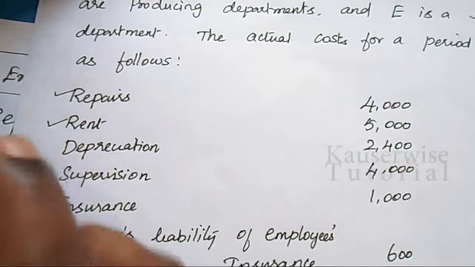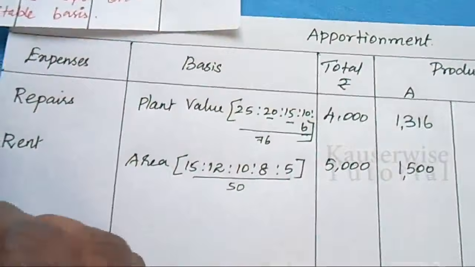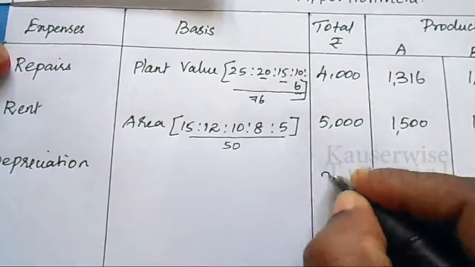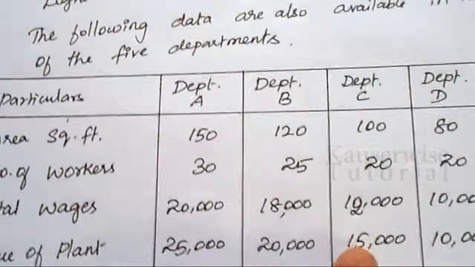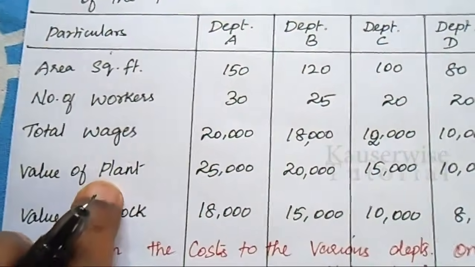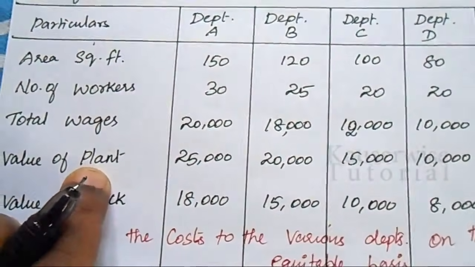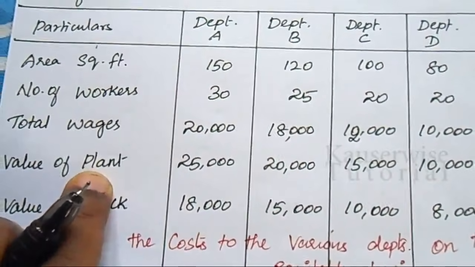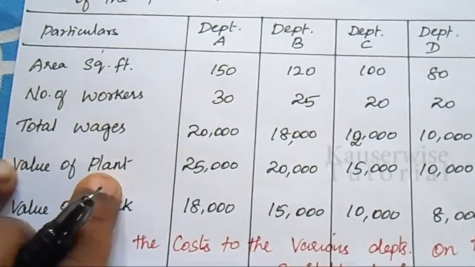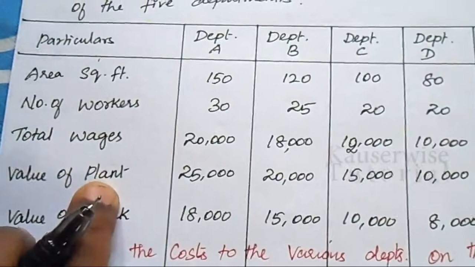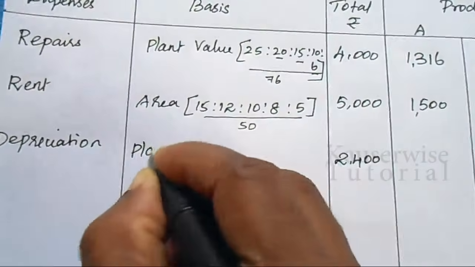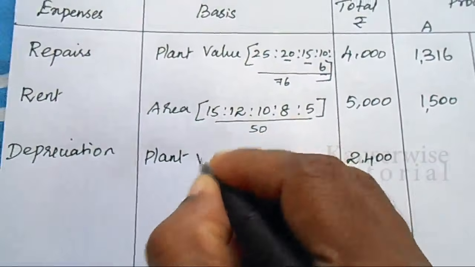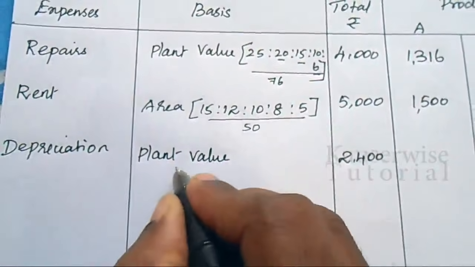Now depreciation. How much? 2,400. So on what basis are you going to apportion? Just check. The term depreciation is related with the value of plant, because depreciation is a permanent loss of asset. The value of the asset goes on decreasing because of depreciation. So depreciation can be apportioned based on the value of plant.